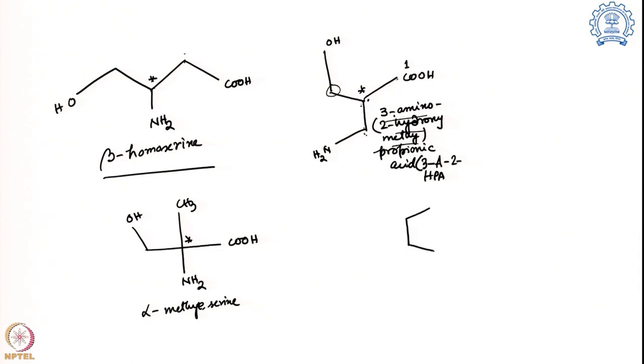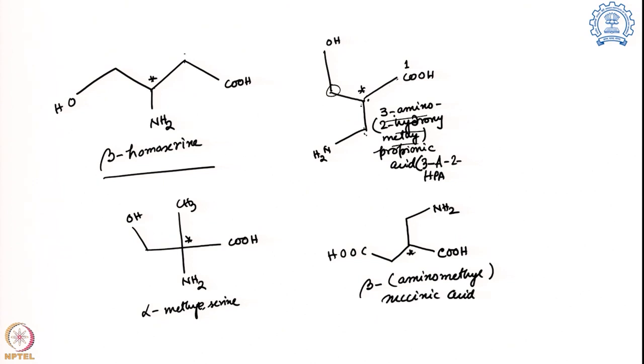And then comes this one. Carboxylic acid group. Then we have an NH2 group over here. And there is another carboxylic acid group. So this is a version of succinic acid. And the name of that is beta aminomethyl succinic acid. And over here, this is an alpha carbon.